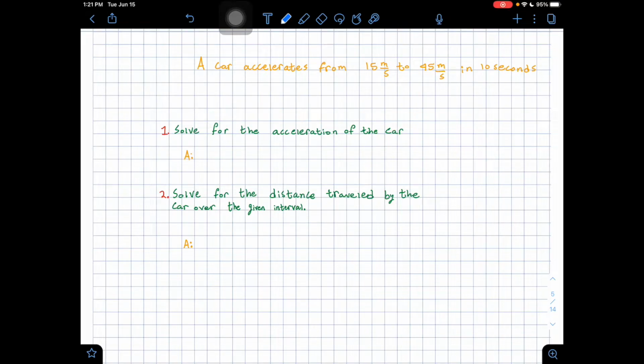In this video, we'll be going through part 5 of our physics review. Here we have a car that is accelerating from 15 meters per second to 45 meters per second in 10 seconds. Number 1 is asking us to solve for the acceleration of the car.